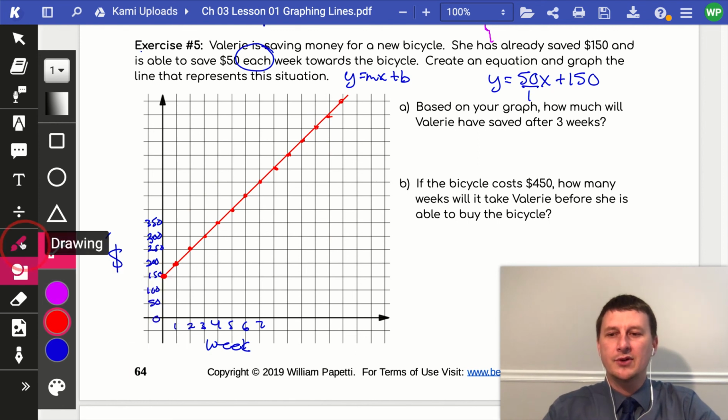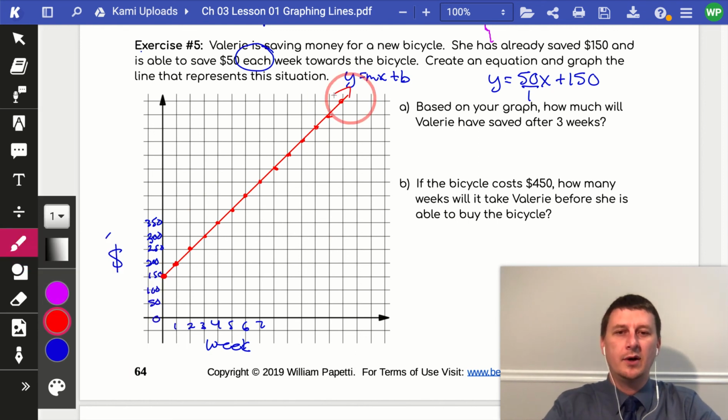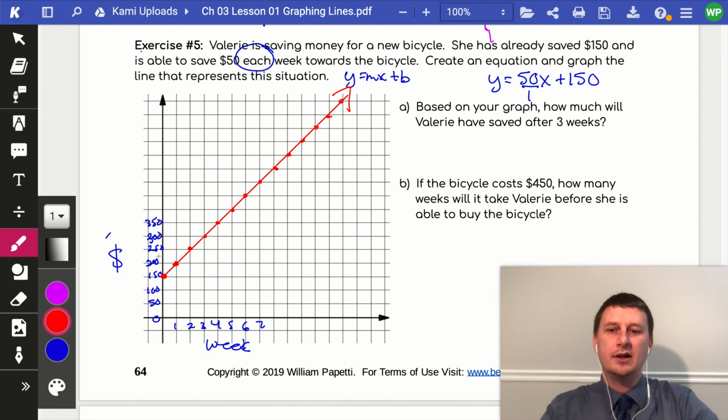And remember, when I draw an arrow on this line, I only want one arrow. Because if I were to draw an arrow on this side of the line, it would imply that I could have negative weeks, which is not possible to have negative weeks. So we only draw one arrow, and that's going in this direction, based on how Valerie is saving her money.